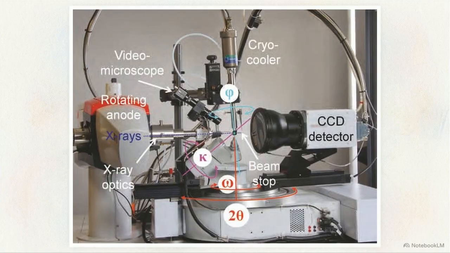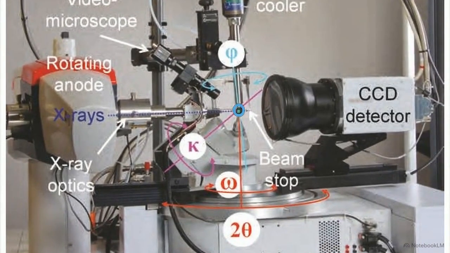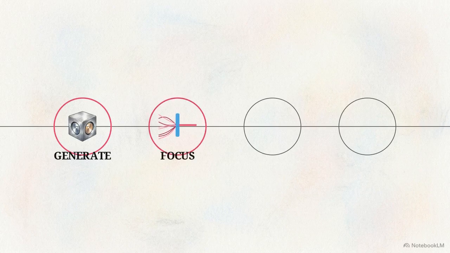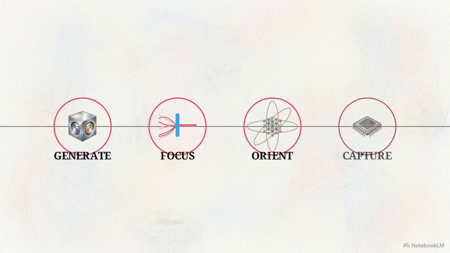This is the modern diffractometer. It is a highly tuned physical pipeline built to solve one specific problem: extracting a noise-free diffraction pattern without vaporizing the biological sample in the process. To achieve this, the instrument executes 4 necessary steps. It must generate the beam, focus that beam, orient the sample, and capture the resulting radiation.